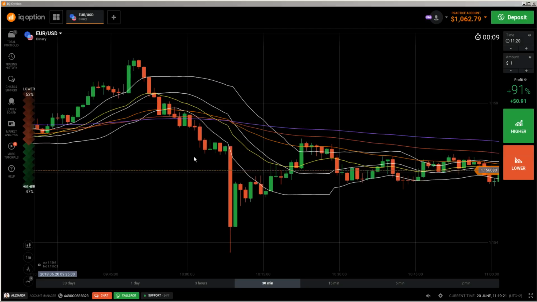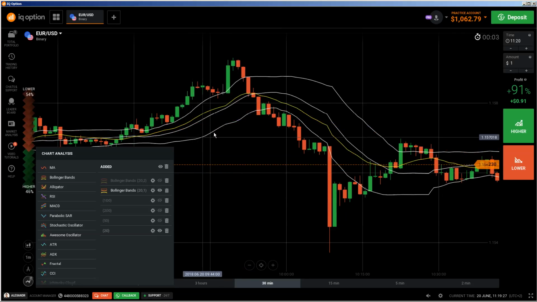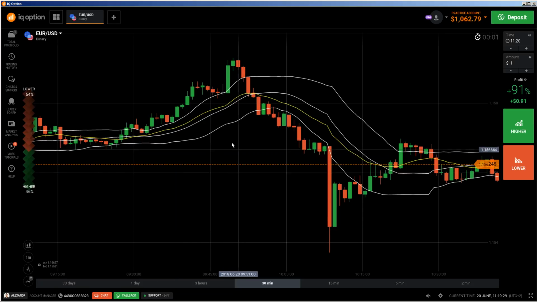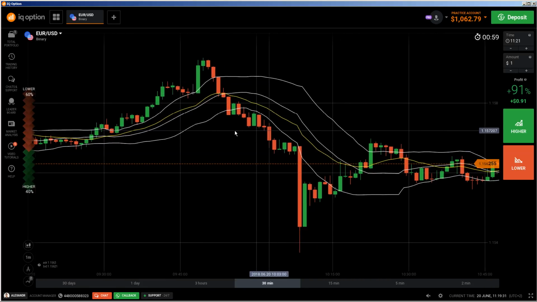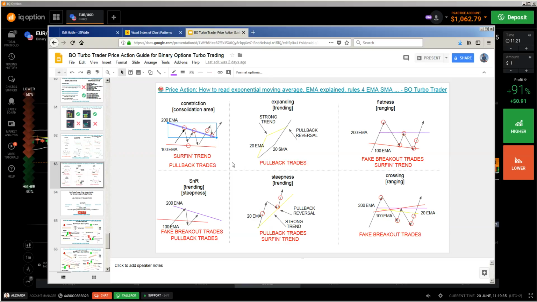So wait, I have to remove this. I remove the other ones because else it is a little bit cluttered. So only the middle Bollinger Band is the white one, and the 20 EMA is the yellow one. And that is what I have explained here: if they are getting wider, if the bandwidth is getting larger, you get a strong trend. That is what I explained.